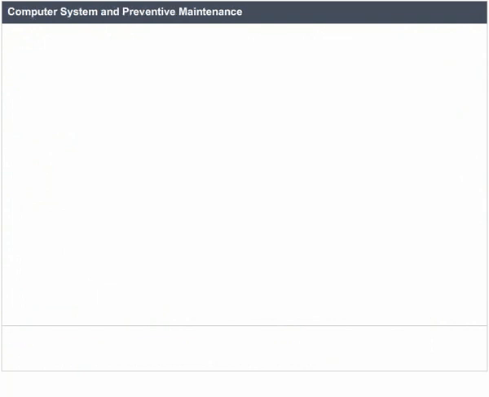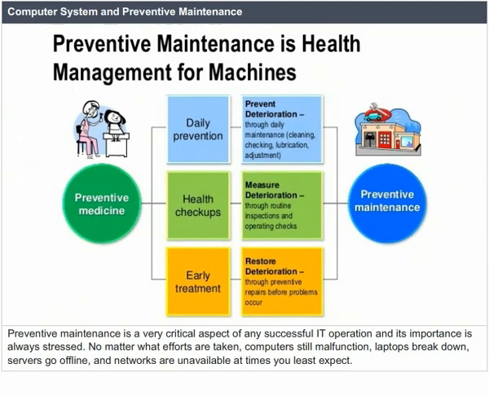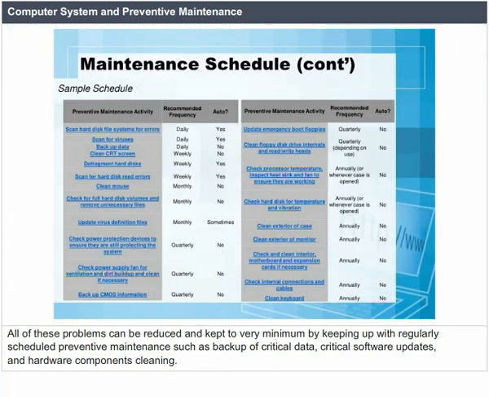Computer system and preventive maintenance. Preventive maintenance is a very critical aspect of any successful IT operation, and its importance is always stressed. No matter what efforts are taken, computers still malfunction, laptops break down, servers go offline, and networks are unavailable at times you least expect. All of these problems can be reduced and kept to a very minimum by keeping up with regularly scheduled preventive maintenance, such as backup of critical data, critical software updates, and hardware components cleaning.